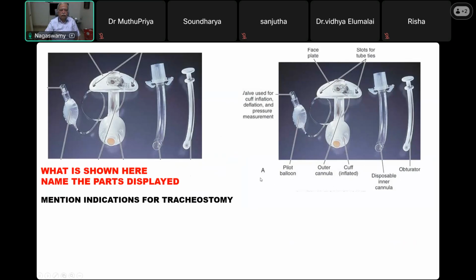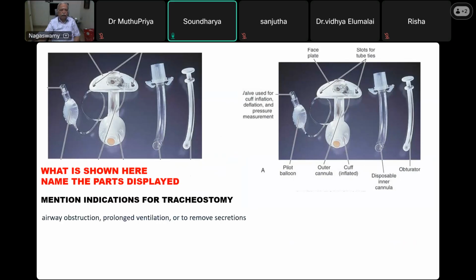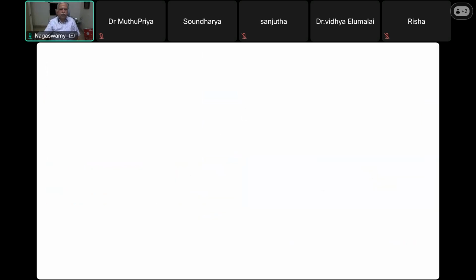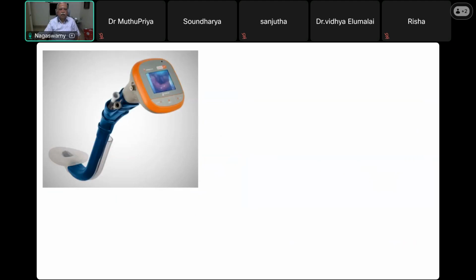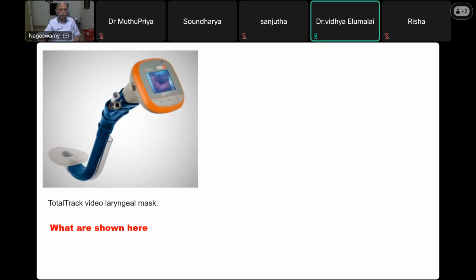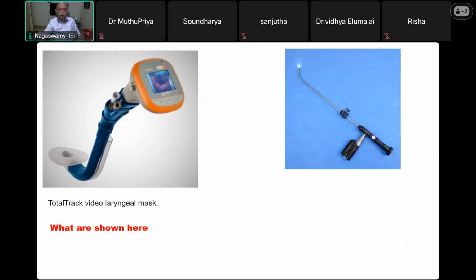What are the indications for tracheostomy? Just mention a few. Emergency and elective indications: airway obstruction, prolonged ventilation, and to remove secretions. Okay. And what is this? A 4th generation LMA, an LMA with video. Video laryngoscopy. Okay. What is this? The Bonfils intubating stylet.